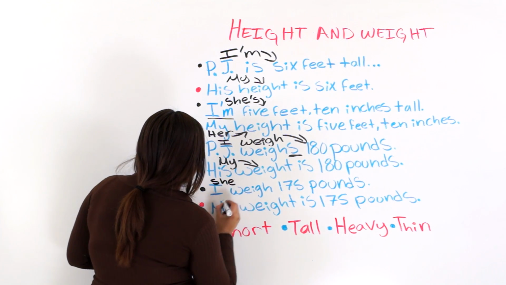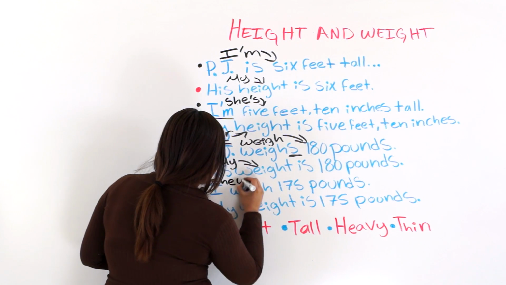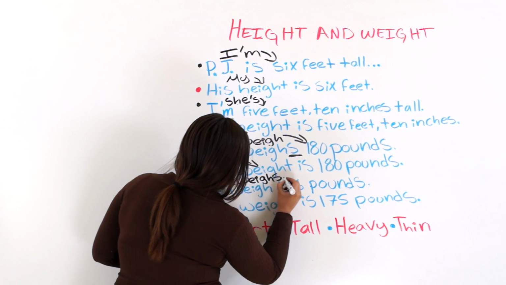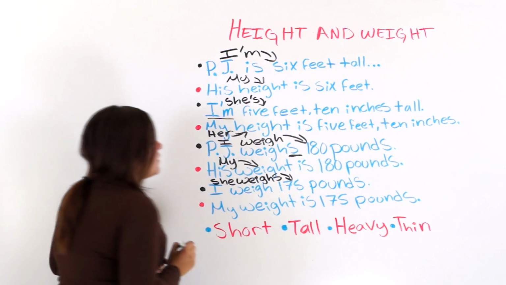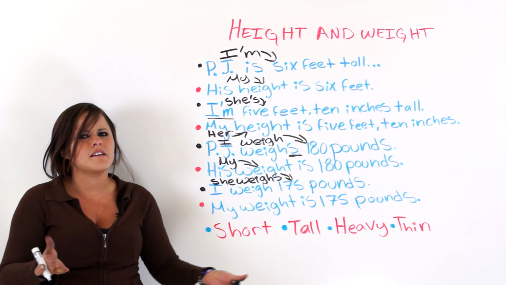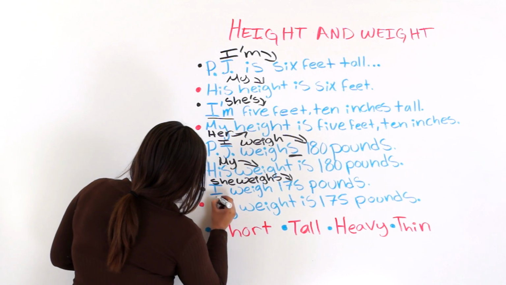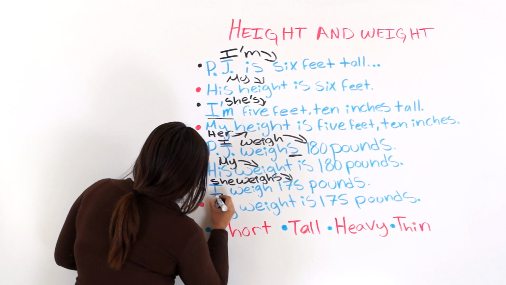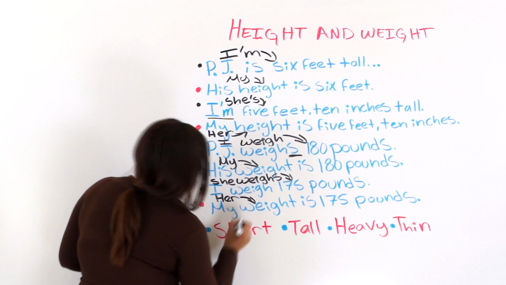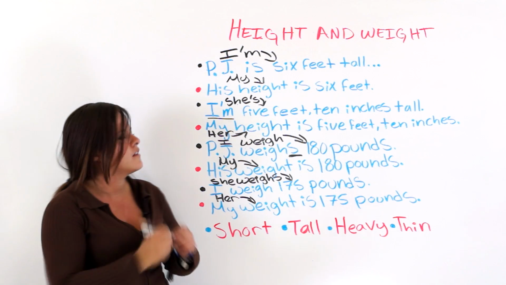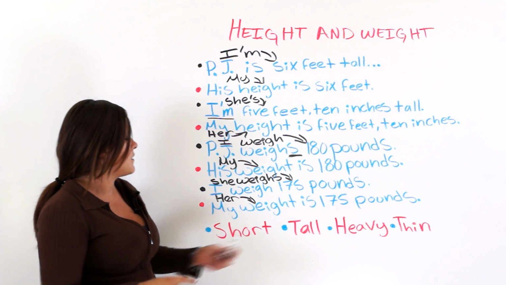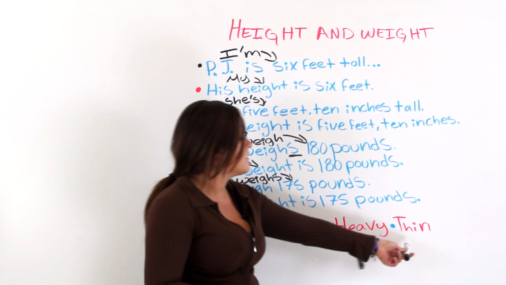She weighs. I would add an S because I would be talking about somebody else. She weighs 175 pounds. And if you ask me, what's her weight? What's her weight? I would say, her, using another possessive adjective, her weight is 175 pounds.